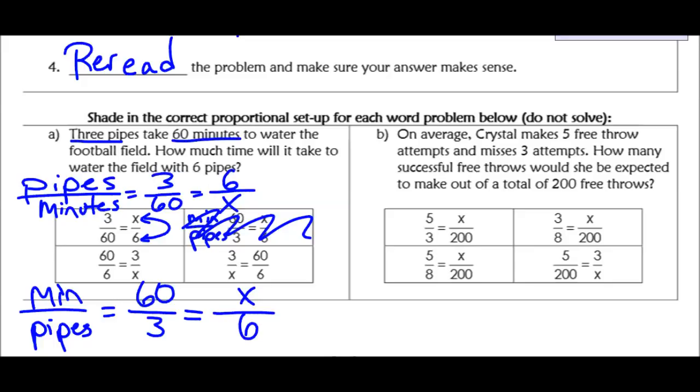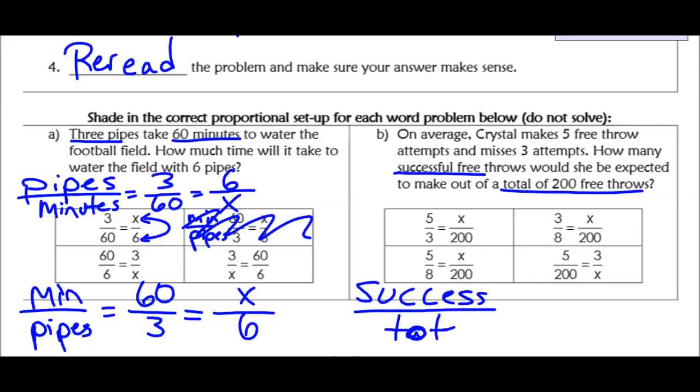The question is talking about the number of successful free throws that she would make out of a total of 200 free throw attempts. It's not talking about success versus misses, like the first sentence is. It's saying successes versus the number that she takes. So that's our word ratio. Success over, I'm going to call that total. You could also call it attempts.